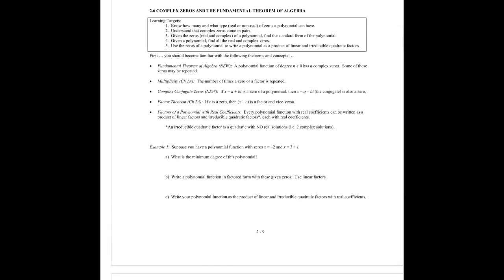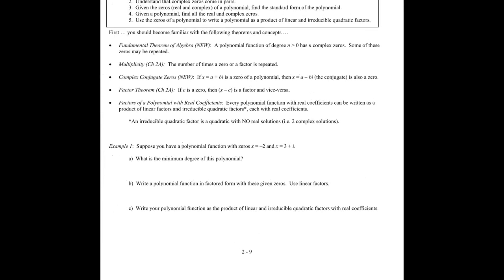Alright, so today we're going to start talking about complex zeros and the fundamental theorem of algebra. The fundamental theorem of algebra just basically says a polynomial of degree n greater than 0 has n complex zeros. Some of these zeros may be repeated. Last chapter we talked about something called multiplicity, which is just the number of times a zero or factor is repeated. Today we're going to start talking about complex conjugates.